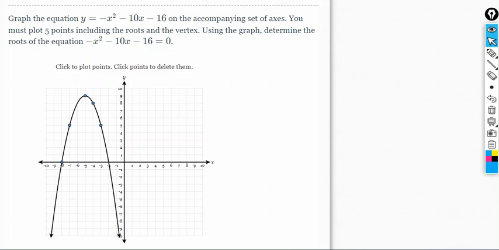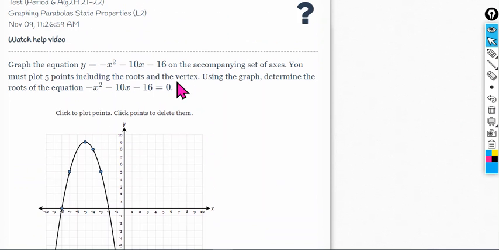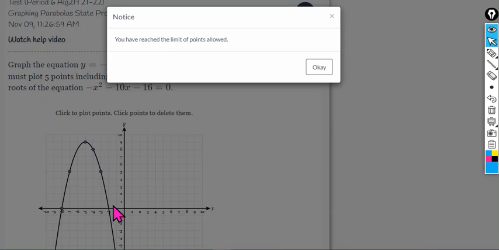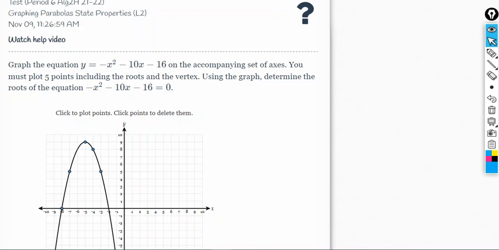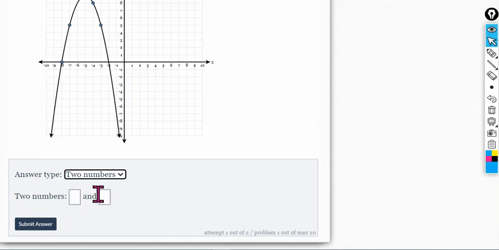Okay. And what does it want? It wants, using the graph, determine the roots of the equation. So those are the x-intercepts. Okay. Two numbers, the roots are negative 8 and negative 2.